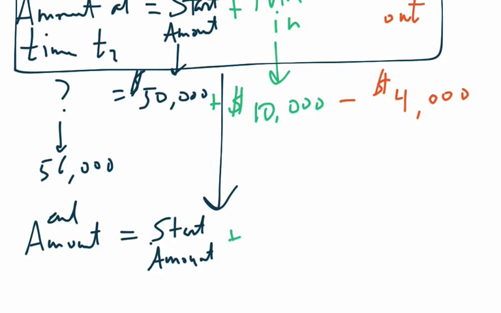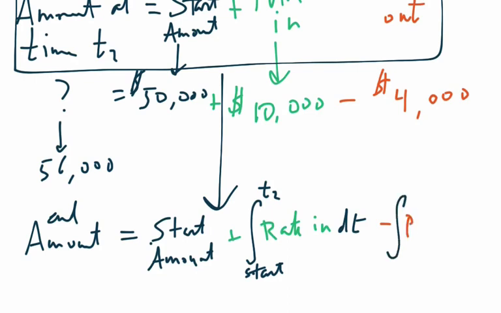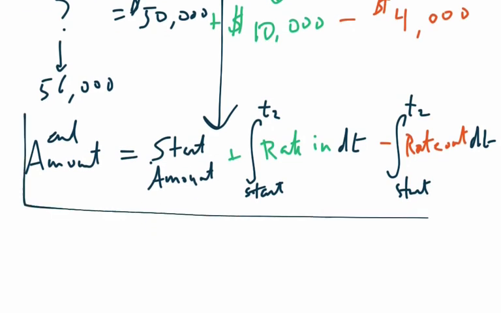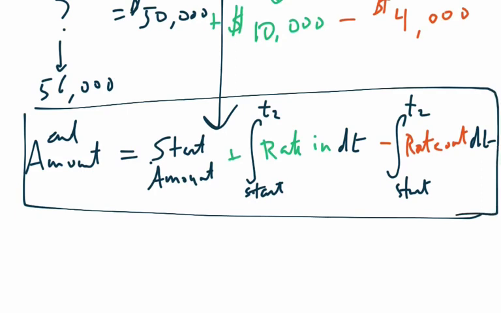plus the integral of the rate in dt from t equals the start time to t2, yeah, we call that t2, minus the integral of the rate out. And that integral is also from the start time to the end time of t2. And this is going to be a pretty useful formula for determining the final amount.